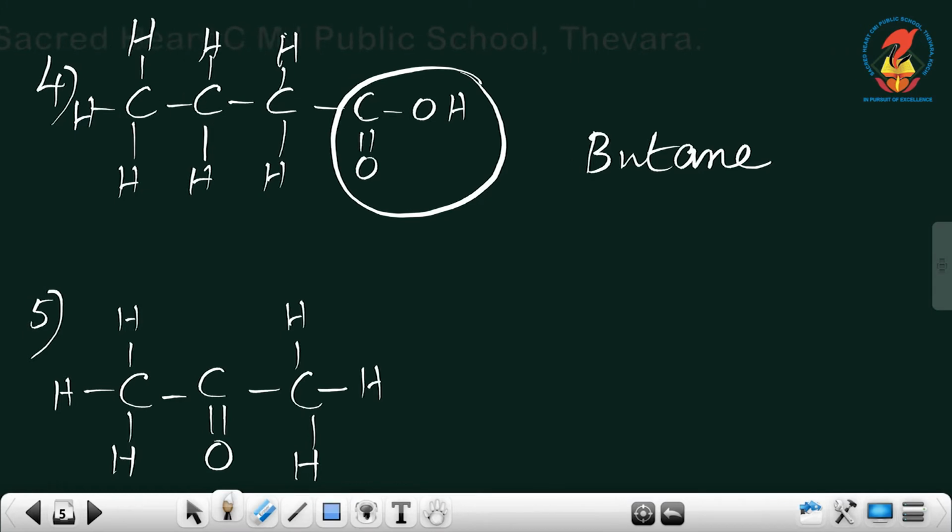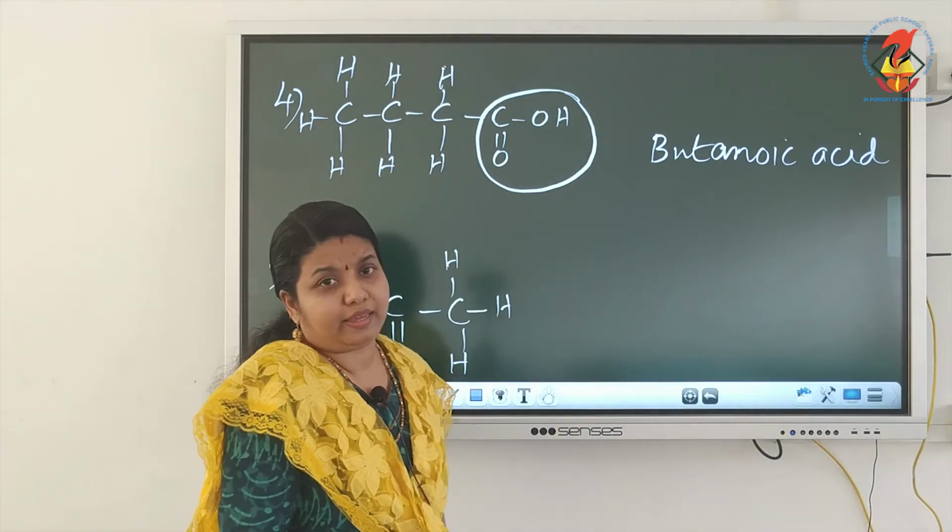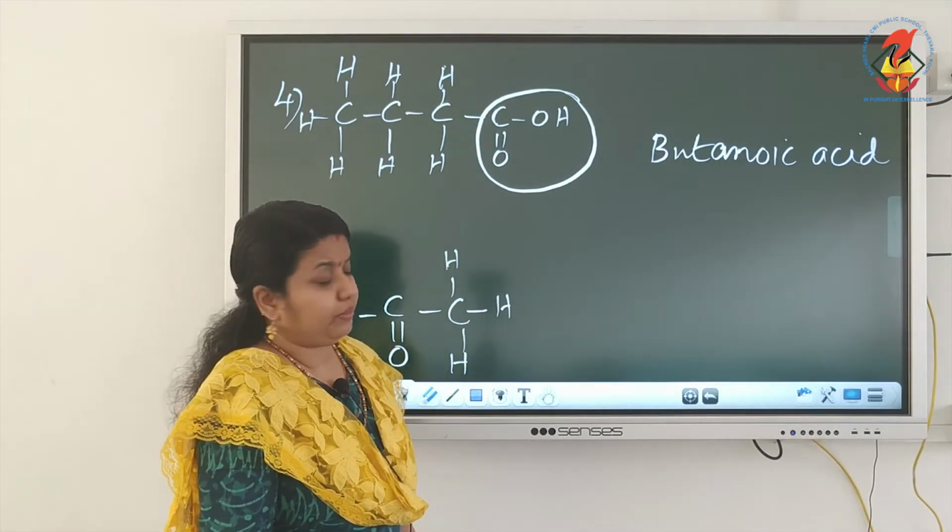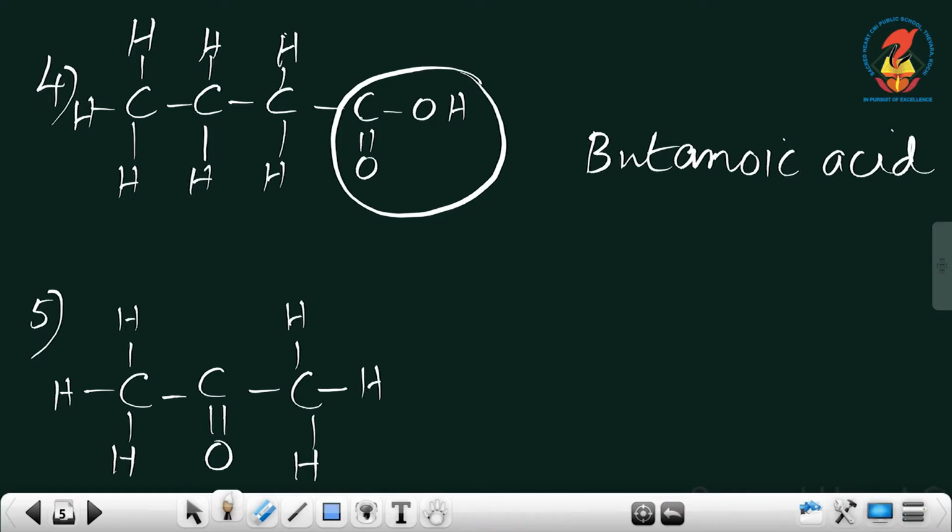And the functional group I have already marked here. It is carboxylic acid. It is added as suffix oic acid. So delete the final E. Then write oic acid, making it butanoic acid. The name becomes butanoic acid. Now question number 5. First count the number of carbons. Prop.